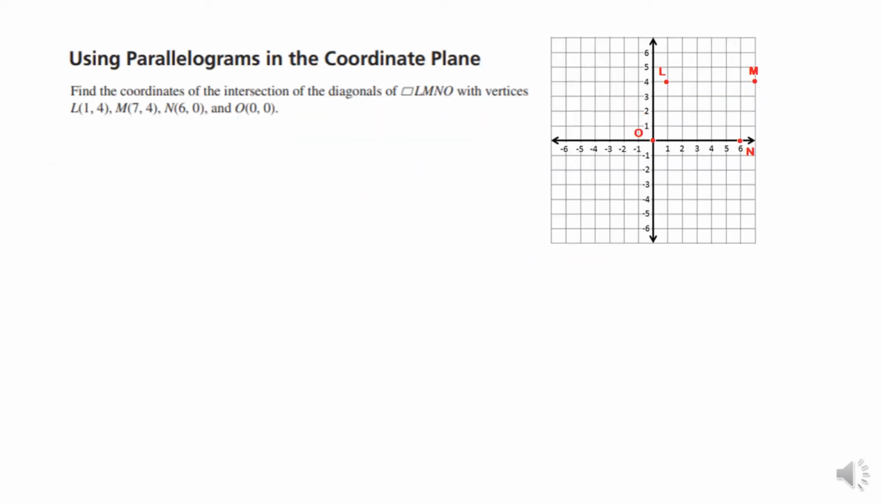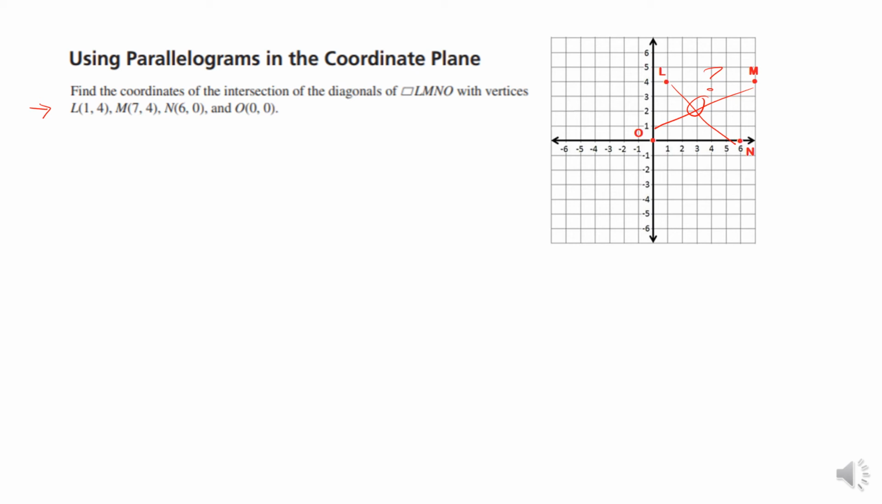Now we're going to use parallelograms in the coordinate plane. So you can see that I've already graphed the coordinates that they gave us for the diagonals LN and MO. Make sure that you remember to put them in order, LN and MO. And they want to know what are the coordinates of the intersection of the diagonals. So where do they intersect? Okay, and I definitely didn't use a ruler.